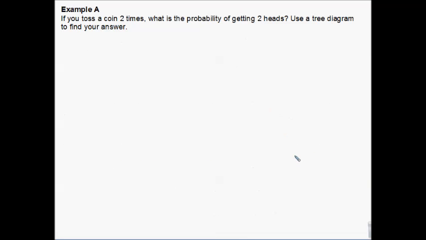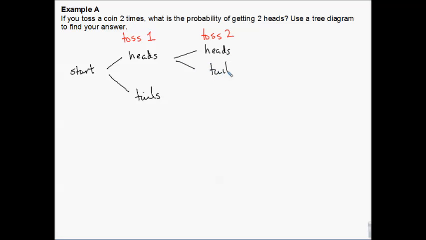Now, if we toss a coin 2 times, what is the probability of getting 2 heads? So we're going to do 2 tosses. We have toss 1 and toss 2. Okay. So you start, guys. I can get heads or I can get tails. Okay. On the second toss, I can get heads or I can get tails. And if I get tails the first time, on the second toss I can get heads or I can get tails. So there's 4 possibilities that can happen.